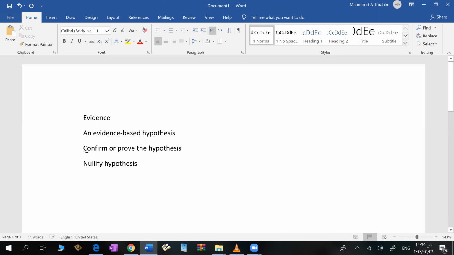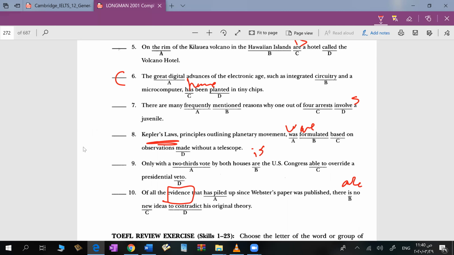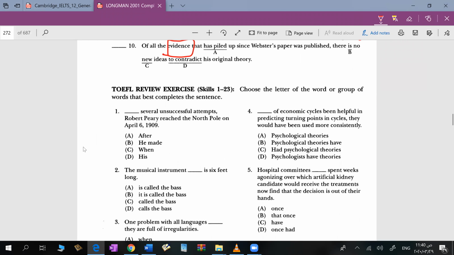What confirms or nullifies the hypothesis? The experiment or the research either confirms a hypothesis or nullifies a hypothesis. Okay. Like we were talking a while ago about the vaccine for the Corona. Coronavirus, COVID-19. Okay.